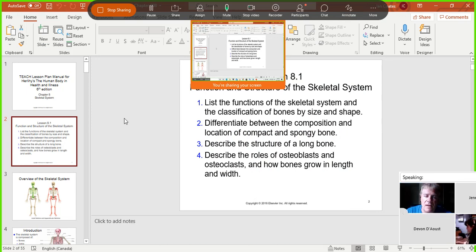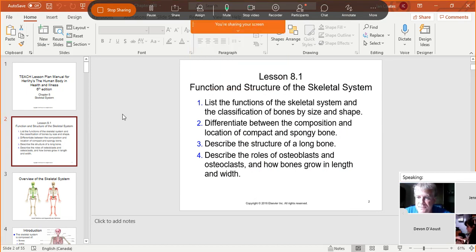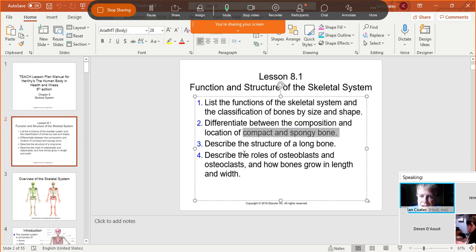Bones there, shape is everything. When you're talking about bones, you've got flat bones, you've got long bones, you've got all these different kinds, and they all have a specific function. But generally speaking, there are 2 kinds. As far as composition goes, there's compact bone and spongy bone. All right, we'll show you these right here.